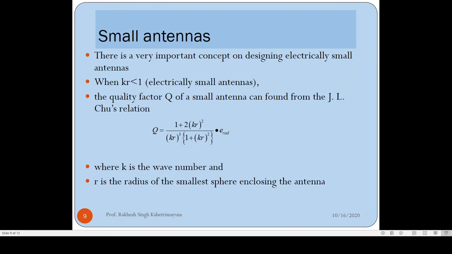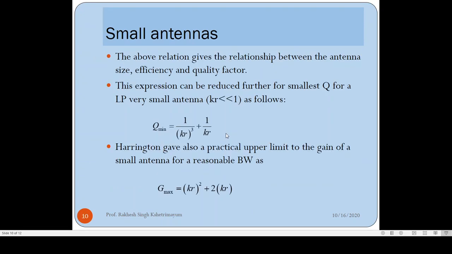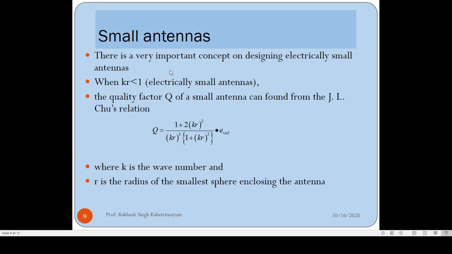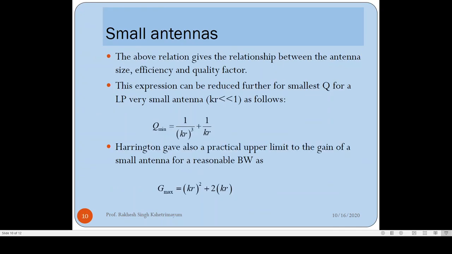Here what you can see is that you have the quality factor, the radiation efficiency, and also the size of the antenna. r gives you the size of the antenna because this is the smallest sphere which will be able to enclose that antenna. So this relation is between the quality factor, size of the antenna, and radiation efficiency of the antenna. This relation should be satisfied. Now this relation can be further simplified when kr is very much less than 1 for a linearly polarized antenna.